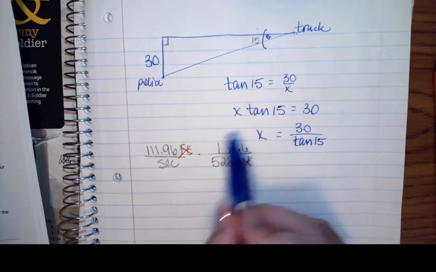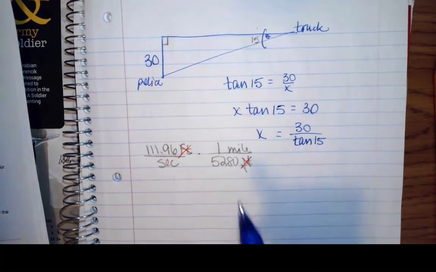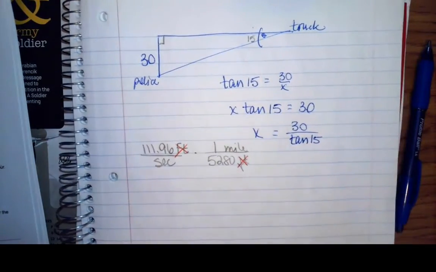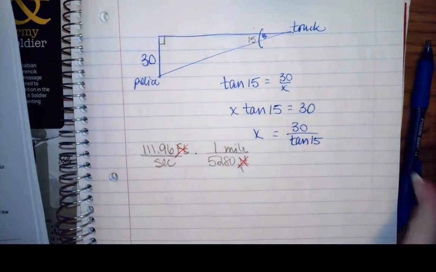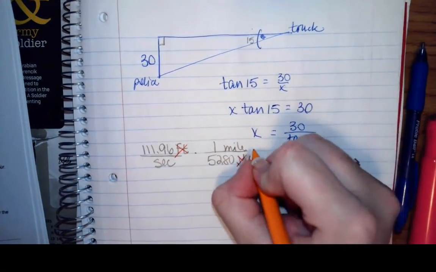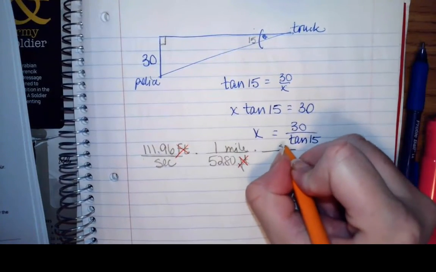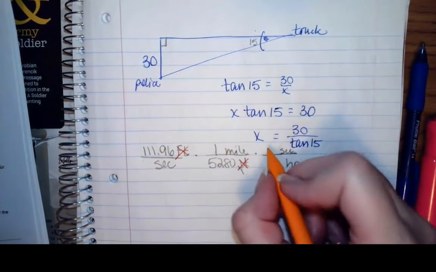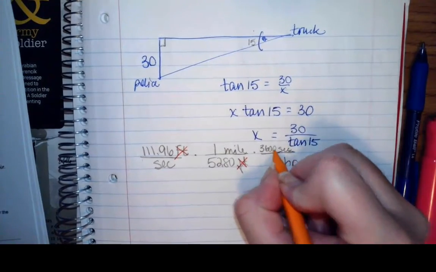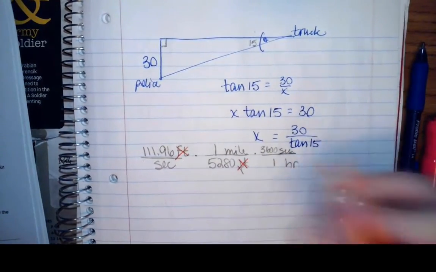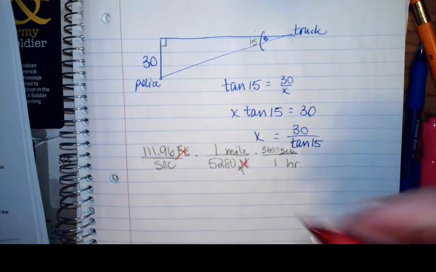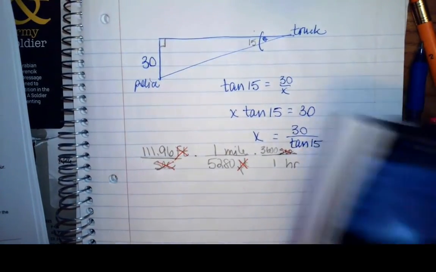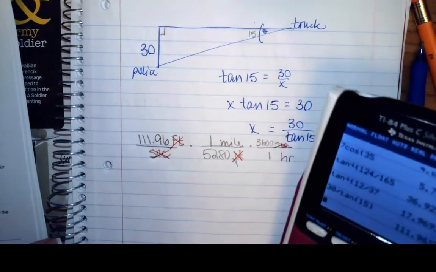So this is still a ratio of 1. It's just weird. All right, so I've introduced miles. Now I need to get rid of seconds and introduce hours. So seconds will be on top and hours will be on bottom. How many seconds are in an hour? We've got 3,600 seconds in 1 hour. So now my seconds reduce with my seconds, and I end up with a 111.96.